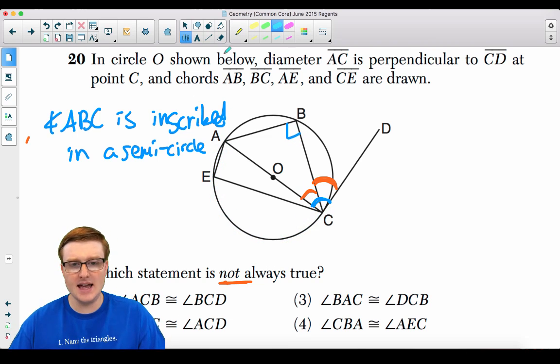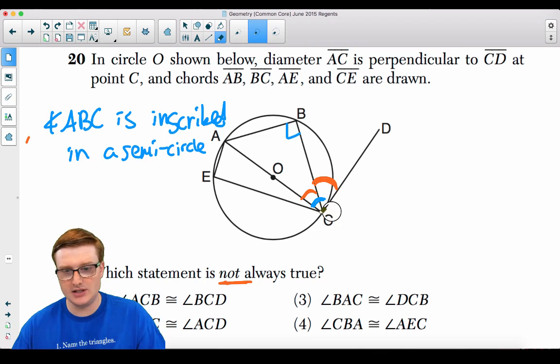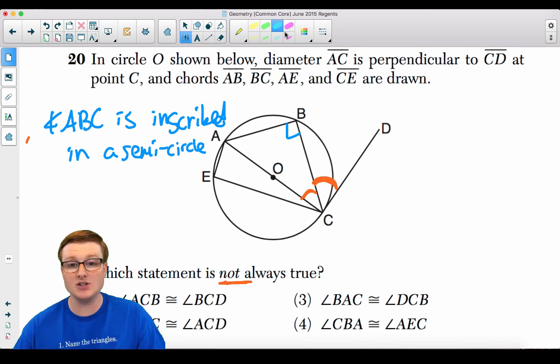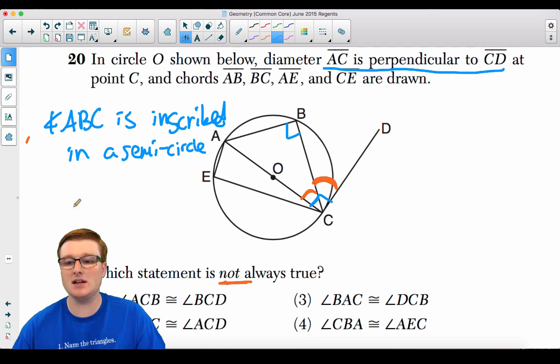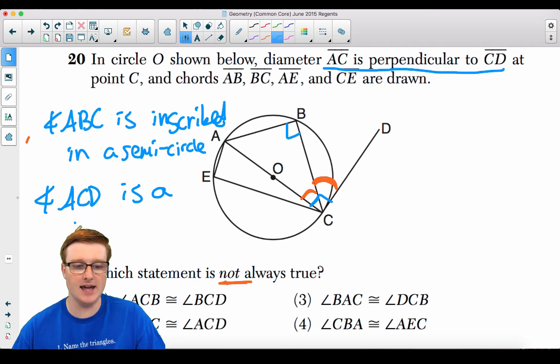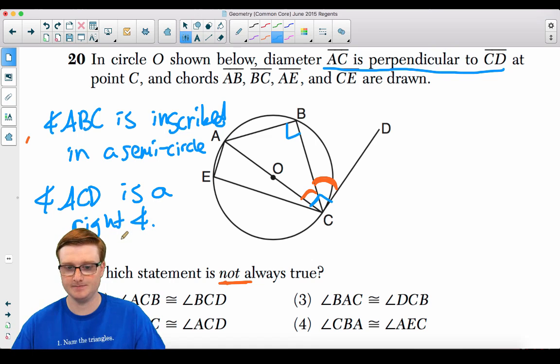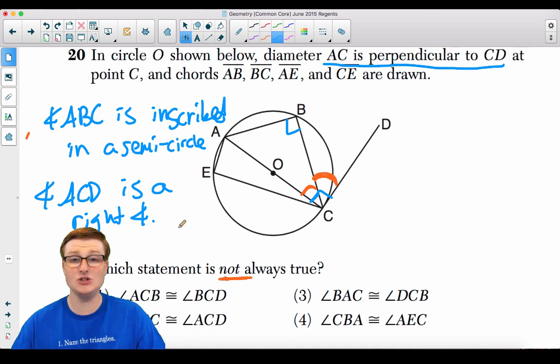Now, this angle over here that you see, angle ACD, that is also a right angle because it says right here in the instructions, AC is perpendicular to CD. So therefore, angle ACD is a right angle. So those 2 angles are congruent to each other. Perfect. So we know that that's wrong because we're looking for the one that's not always true.